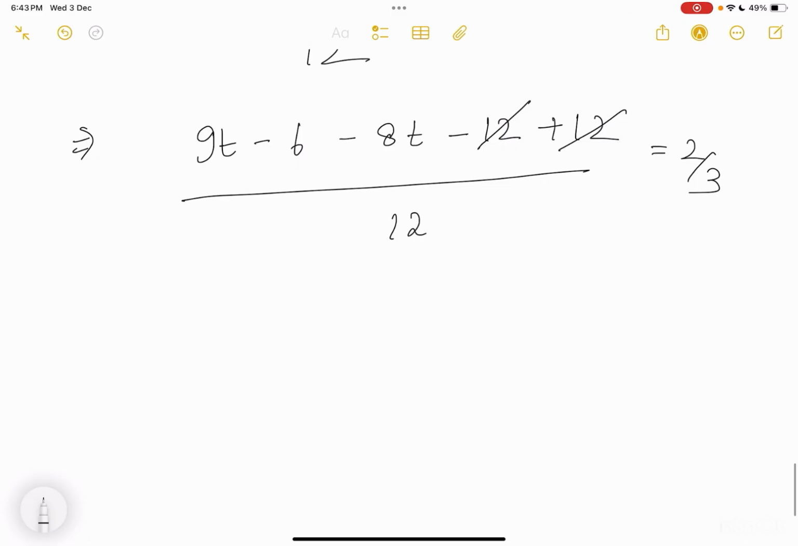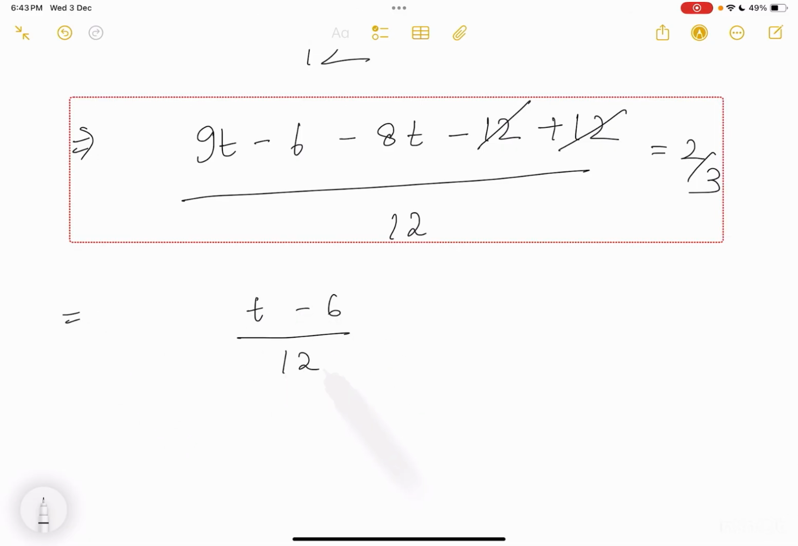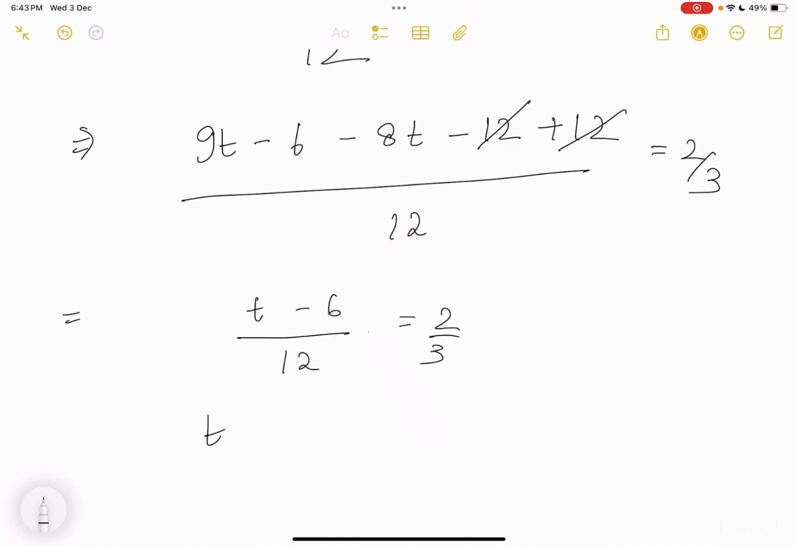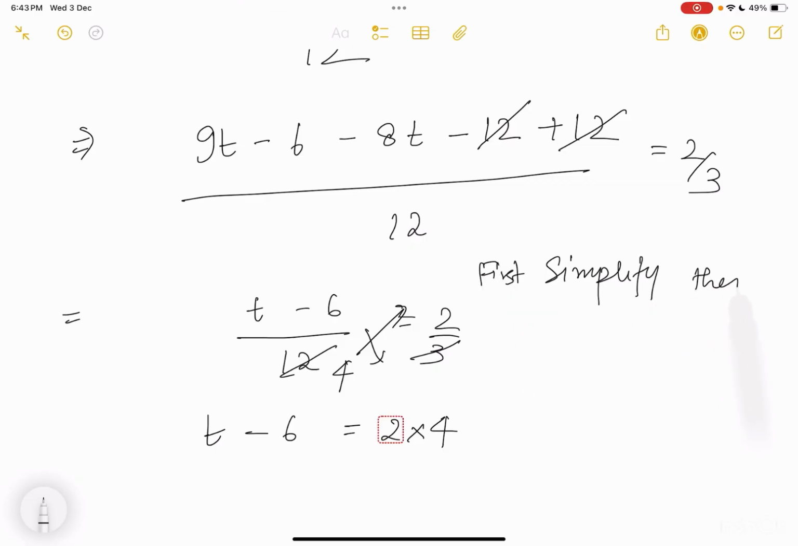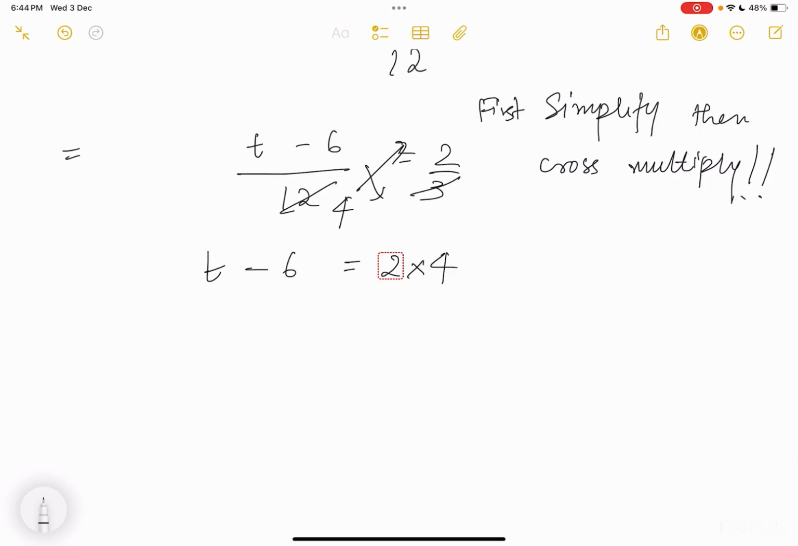Plus and minus 12 can be cancelled out. You will get t minus 6 by 12 equals 2 by 3. Cross multiply. Here you can cross multiply first, but before that you cancel. First simplify, then cross multiply. Okay, so t minus 6 is equal to 4 into 2, which is 8, and t is equal to 14.